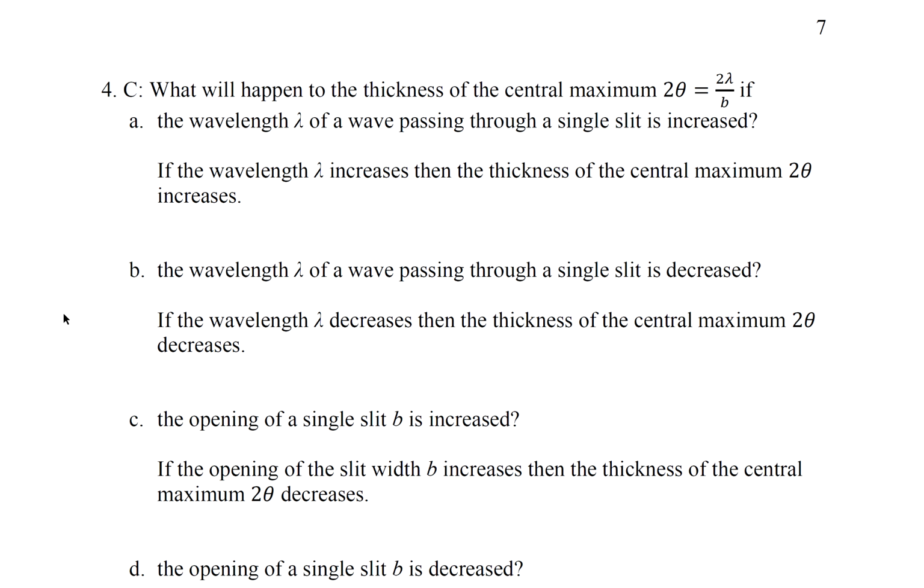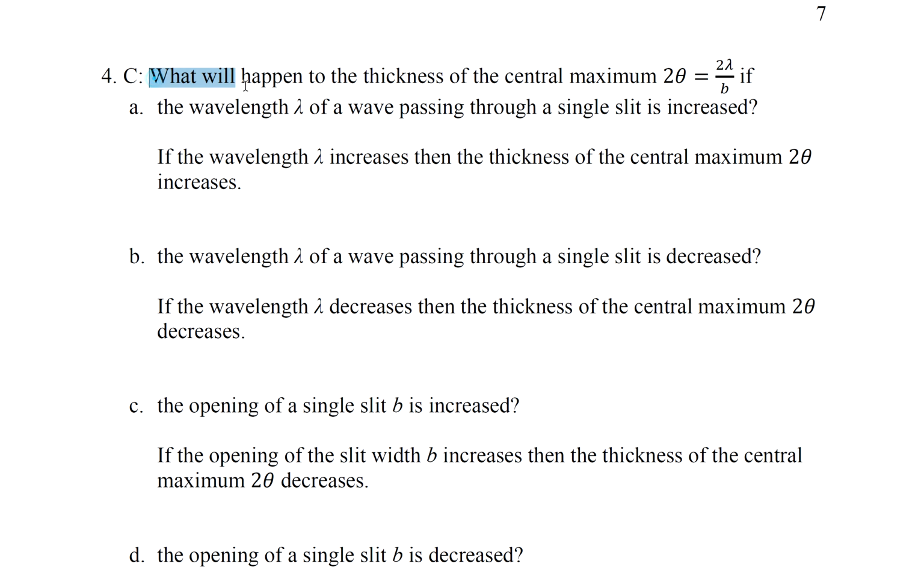Question 4, what will happen to the thickness of the central maximum if the wavelength of a wave passing through a single slit is increased? Well, if lambda increases, then theta increases, so 2 theta increases. Part B, if lambda decreases, then 2 theta decreases.